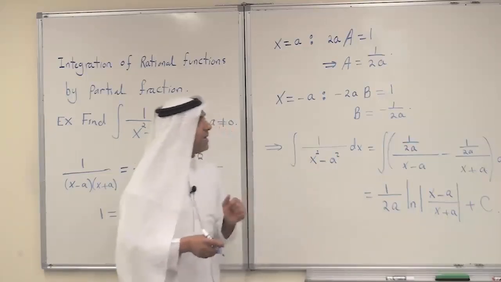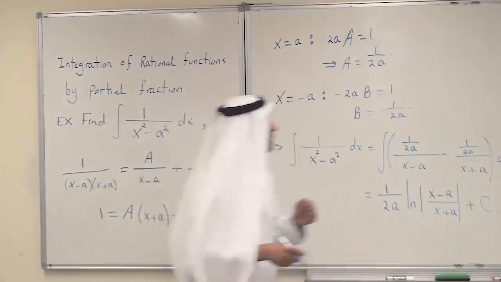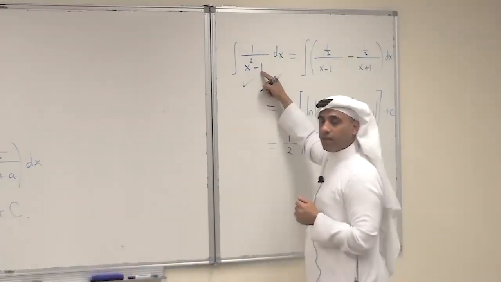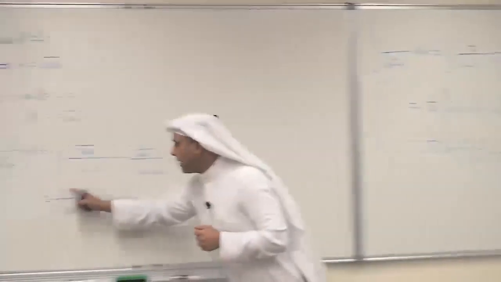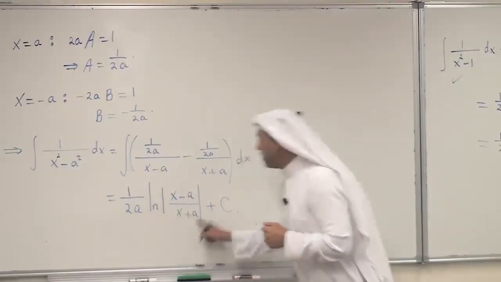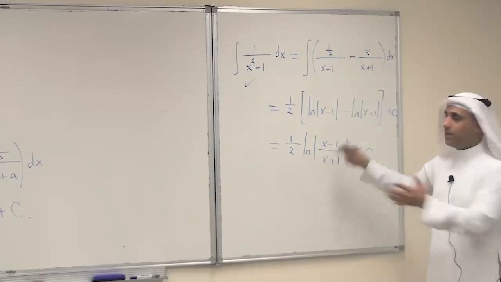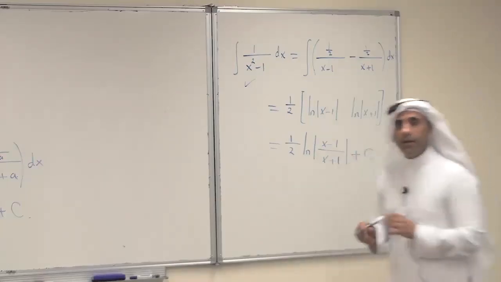If you apply for the example, in the first example we did, if you remember, this is our example we had before. So our a here is equal to 1. If a is 1, so this will be 1/2. This is x minus 1. This is x plus 1, which is exactly what we have in the final answer. So you can see now the beauty of the first case.